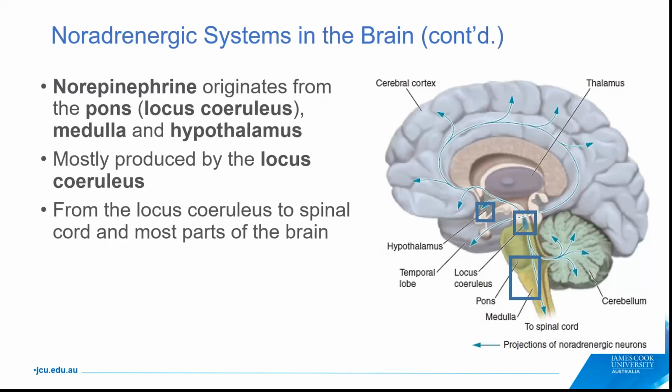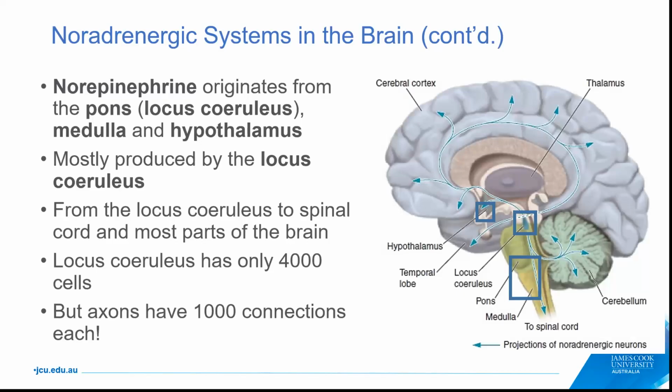And it goes all the way to the spinal cord, right? Prefrontal cortex, parts of the brain. And surprisingly, it only has 4,000 cells. That's why it's so small, right? But the axons have 1,000 connections each. I cannot really imagine. You draw on this brain, it's kind of impossible. So try to find a way to visualize this.